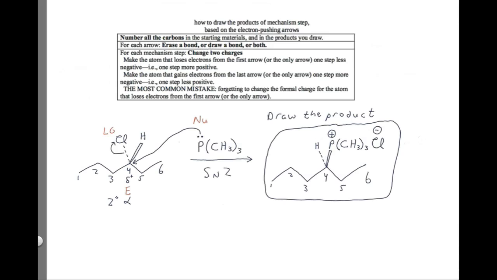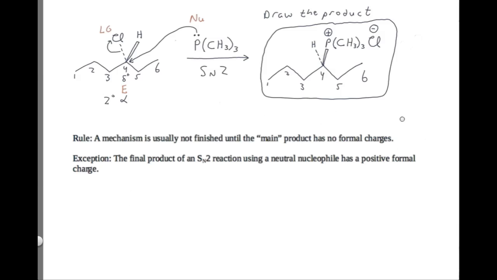Remember, make sure you change two charges. The most common mistake would be forgetting to change the charge at the beginning of the string of arrows, forgetting to change the charge on this phosphorus.